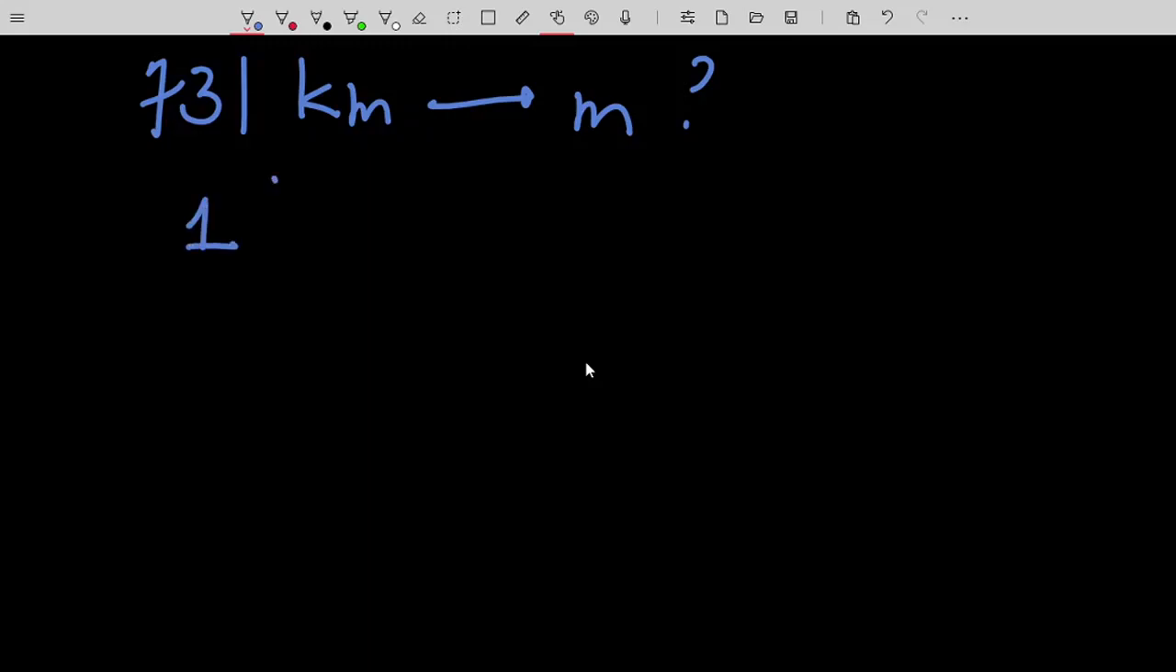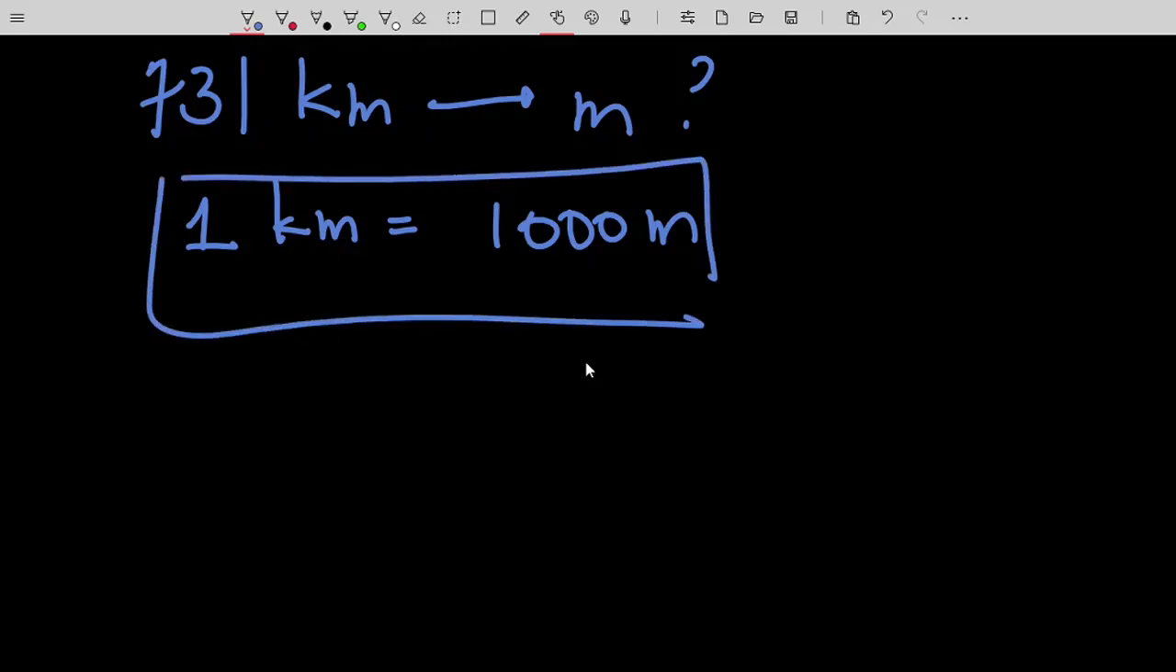Now what if I say I want you to convert 731 kilometers to meters? How are we going to do that? First thing we have to identify is the conversion factor that we need. And we all know that 1 kilometer is equal to 1,000 meters. Now, how are we going to apply this conversion factor to convert your 731 kilometers to meters?